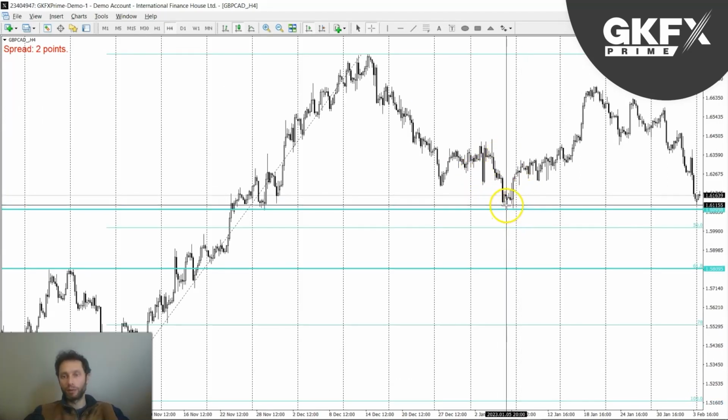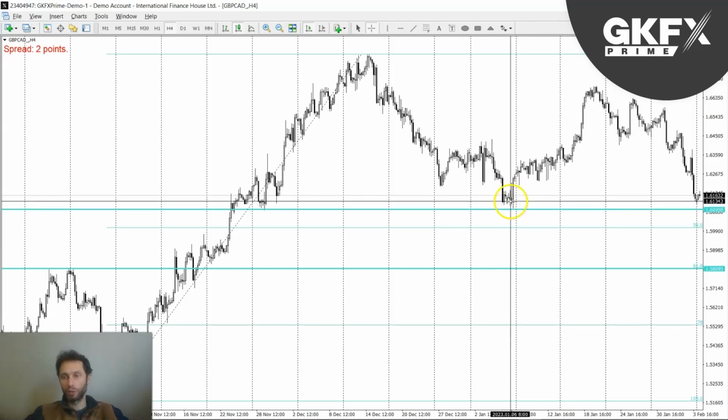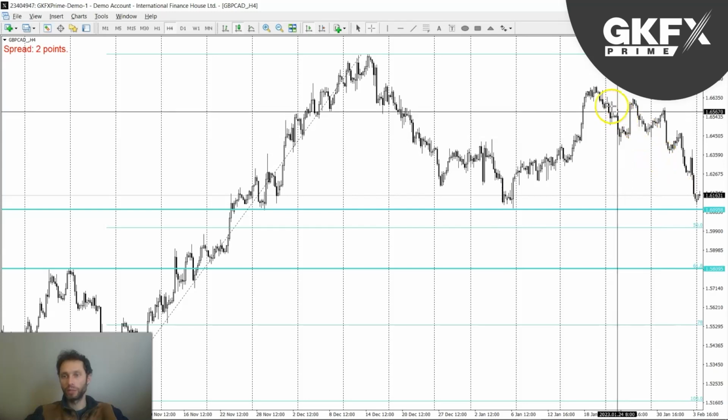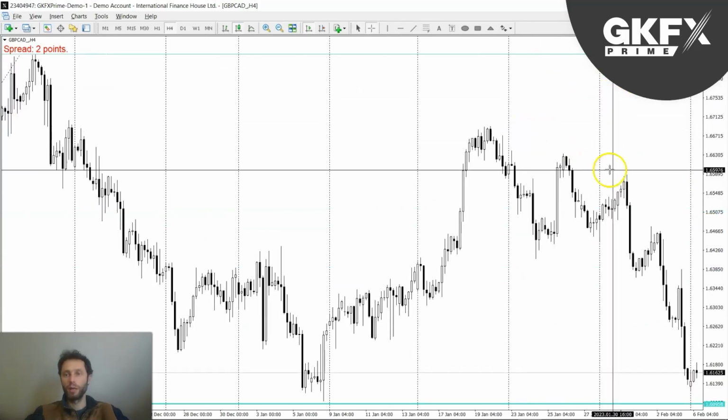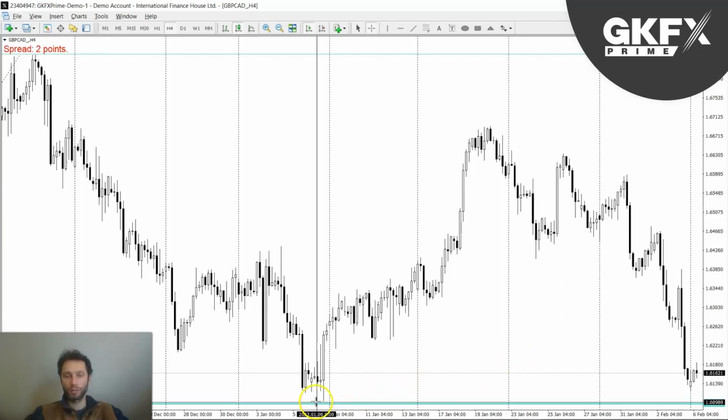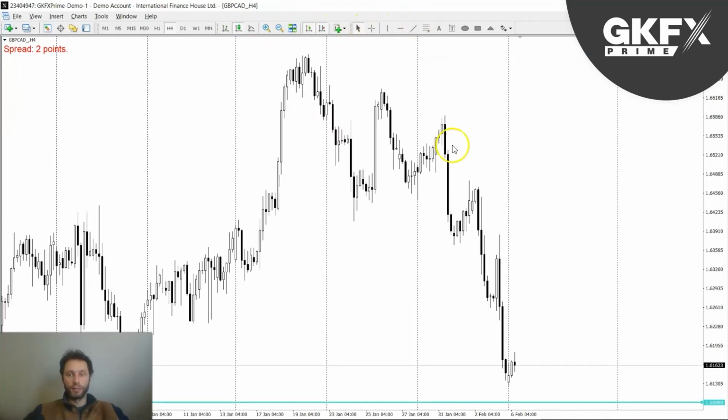We have just about missed this low down here, so because of that I'm looking for that to be taken out. No sign of a reversal here. If you can see on the 4-hour, we're getting lower highs, lower lows, and continuing to the downside. So it looks like we're going to tap into this low.